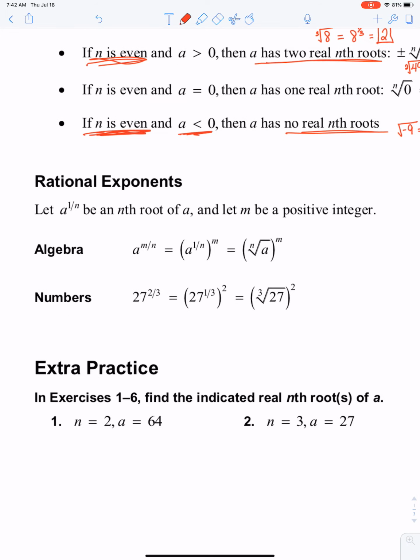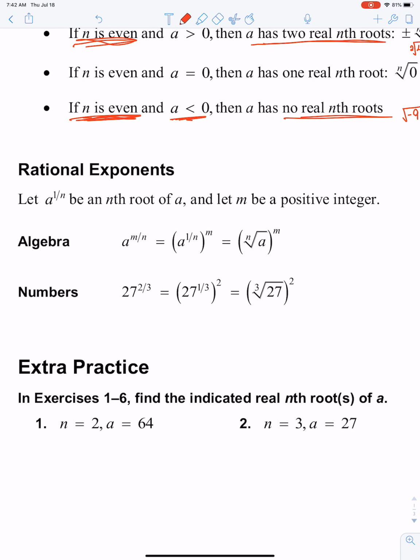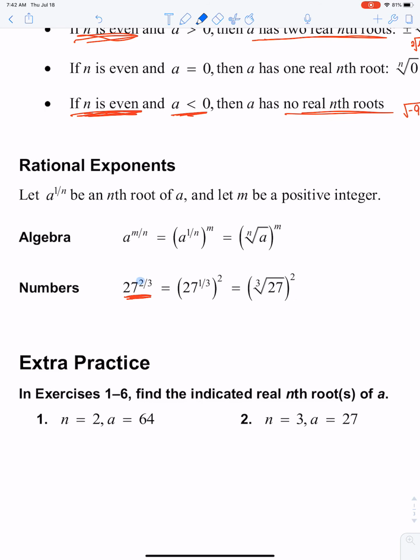Again, there are different ways to express certain things. If you have something like 27 to the 2/3 power, the top number here is your exponent. The bottom number is actually a fraction, which would make it your root. Whenever you're evaluating something like this, remember it's in the parentheses first. The cubed root of 27 is 3, and then we can square it to get an answer of 9.